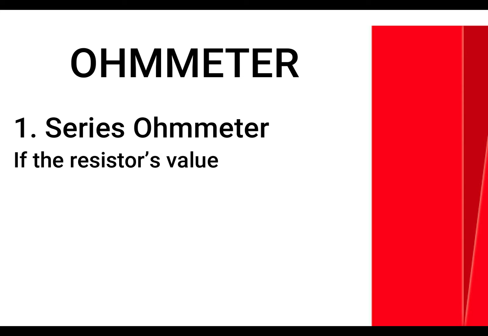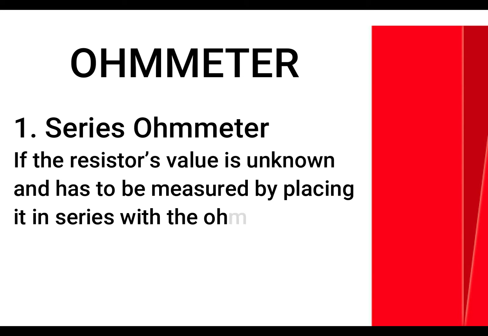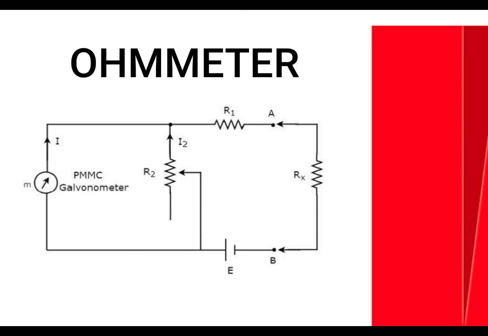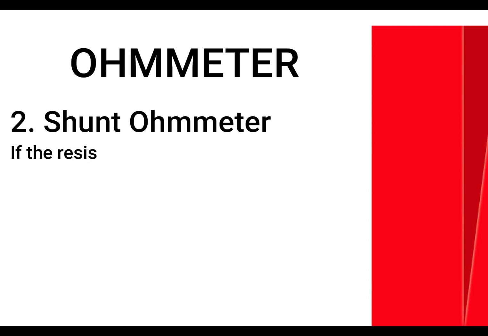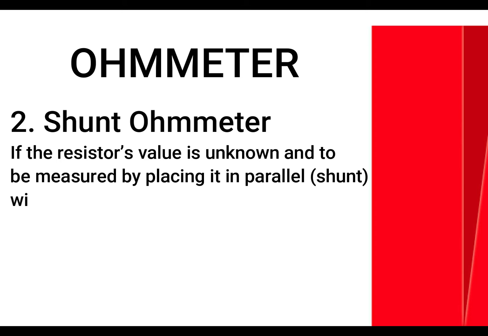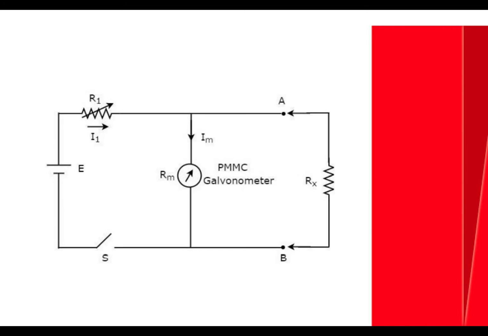Series ohmmeter. If the resistor value is unknown and has to be measured by placing it in series with the ohmmeter, then the ohmmeter is called the series ohmmeter. Shunt ohmmeter. If the resistor's value is unknown and to be measured by placing it in parallel with the ohmmeter, then that ohmmeter is called the shunt ohmmeter.